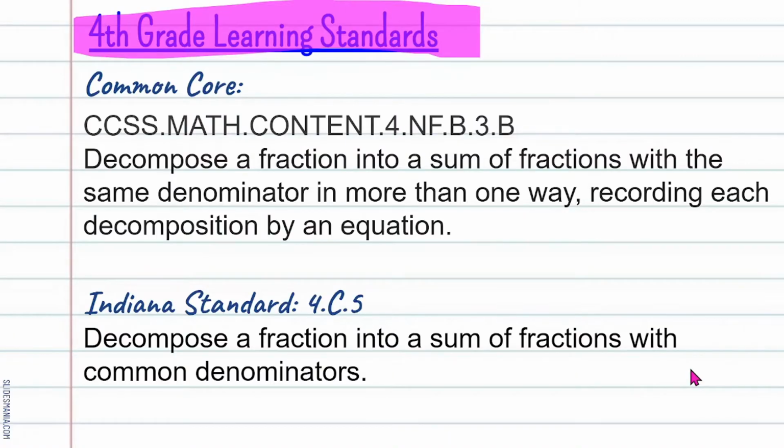Today's video is going to be about decomposing a fraction into a sum of fractions with the same denominator in more than one way, recording each decomposition by an equation. There's a lot of words there, but stick with us. I'm going to work us through this. It is really something that you're going to understand once we do an example together.